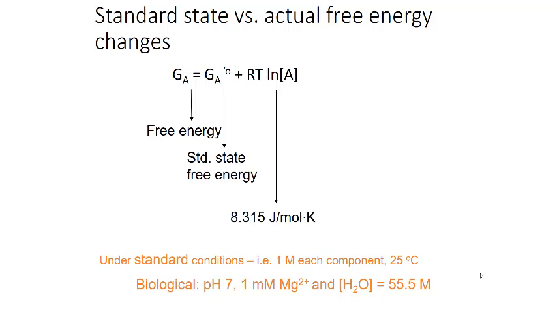Now, anyone who's performed an experiment with a biological sample knows that working with 1 molar of a protein or nucleic acid is next to impossible. For this reason, we have to correct for the actual concentrations and temperature of the molecules involved and tack that on to the standard state free energy change to get the actual delta G, no naught, no prime.